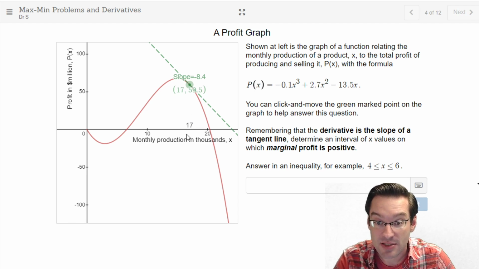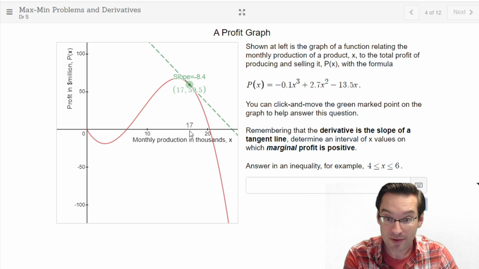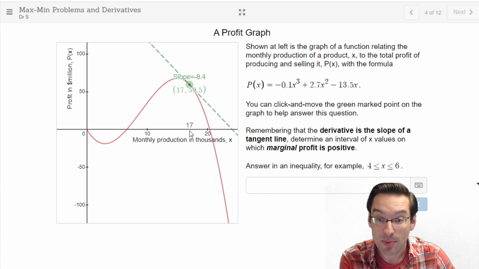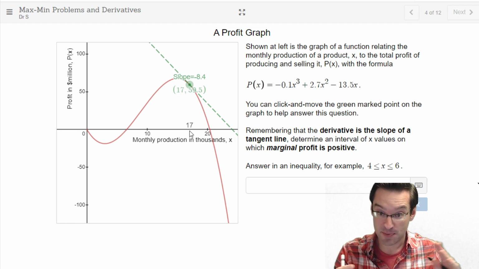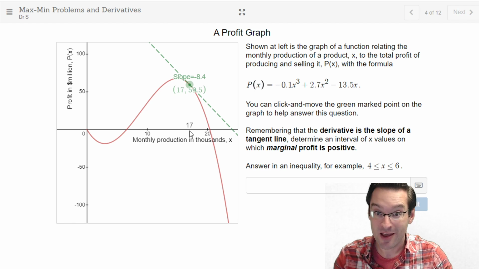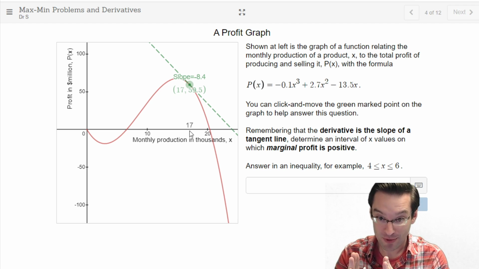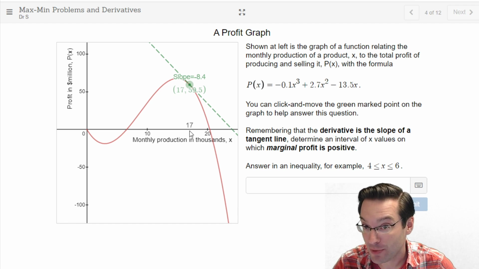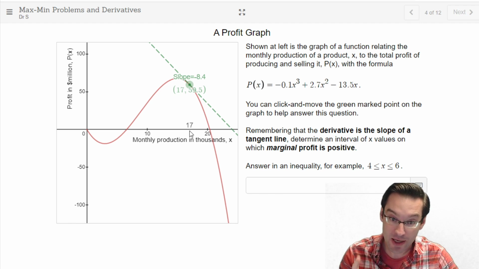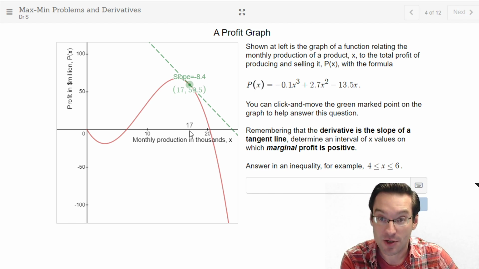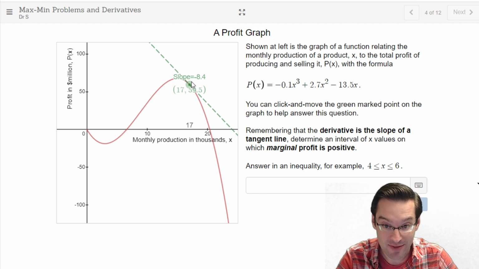Let's say I'm producing 17,000 monthly units. If I produce one more unit, that one more unit is not going to make me a profit. It's going to lose. I'm going to lose $8,400 of profit on that next unit that I make. So if I want to increase my profits, I don't want to increase production at this point. I want to decrease production. For every one less unit that I produce, I will actually make $8,400 of additional profit at that point. So when we're overproducing, in order to increase profit, we need to decrease production, right? Because the slope of this tangent line is negative.